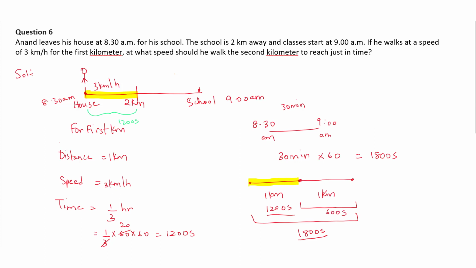So what are they asking us to find? At what speed should he walk the second kilometer to reach just in time? Now that we have the time taken for the second kilometer, T2 is equal to 600 seconds. Then the speed will be distance upon time.